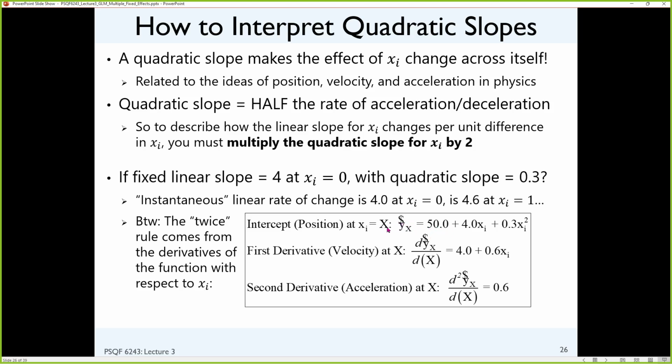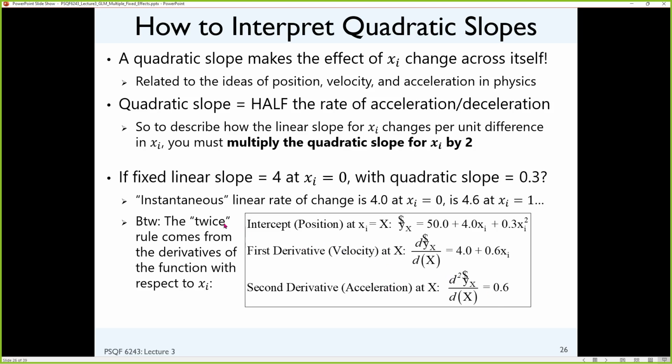So here's my function. Let's say that I'm predicting something and my intercept is 50. The slope coefficient that goes with x is 4, and the slope coefficient that goes with x squared is 0.3. Just making up some numbers here. If I were to compute what the slope is at any given point of x, what I'm actually talking about is finding the first derivative of this function, and it would be the linear slope plus twice the quadratic slope, because the 2 comes down when you differentiate. And if I were to find the second derivative, which is the rate of acceleration, it's just twice the quadratic.